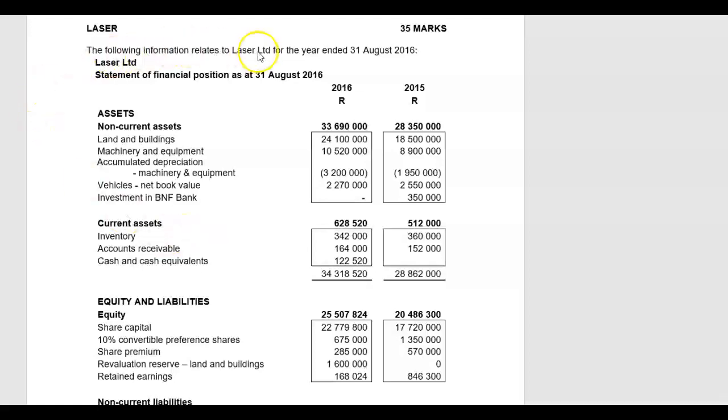Okay, the following information relates to Laser for the year ended 31 August 2016. They give us a statement of financial position: land and buildings, machinery and equipment, accumulated depreciation, machinery and equipment, vehicles at net book value, investment in BF Bank. Important, there was a huge reduction in the investment, don't forget about that. Then inventory, accounts receivable, cash and cash equivalents.